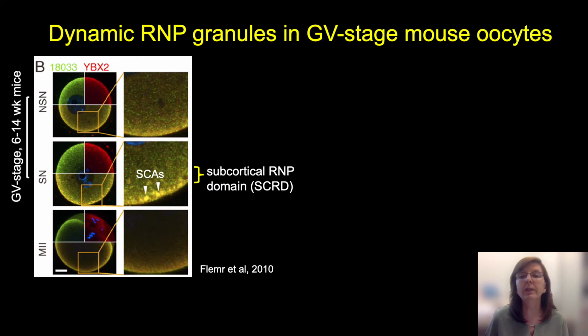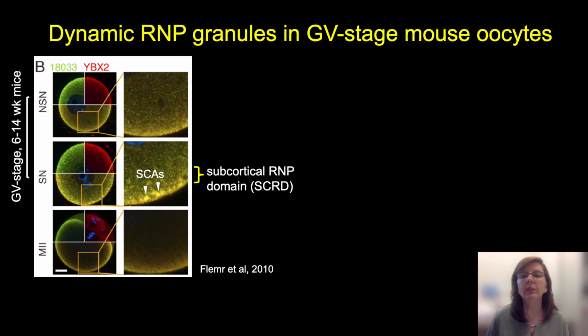The group identified subcortical aggregates, which they called SCAs, which are indicated in this middle row with the white arrows. So these were condensates that assembled in this region called the subcortical RNP domain of GV stage mouse oocytes. And you can see this is transient, as they're not present prior to the SN phase of the GV stage, nor are they present in meiosis II oocytes.